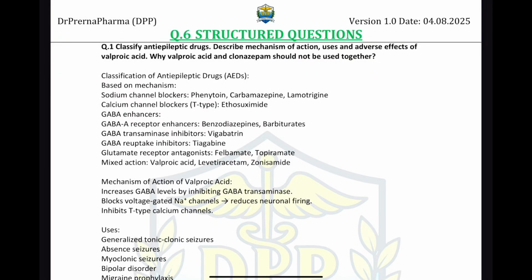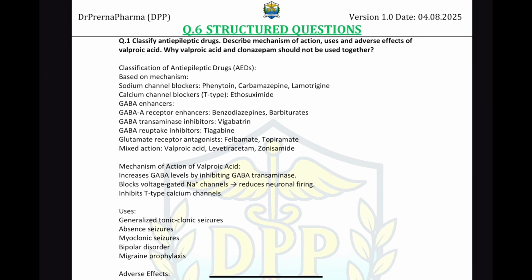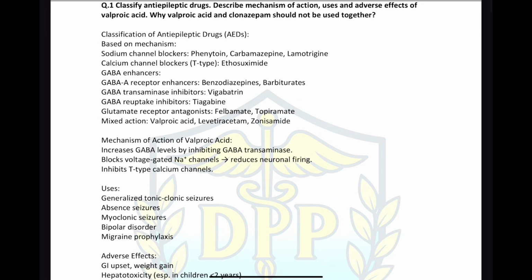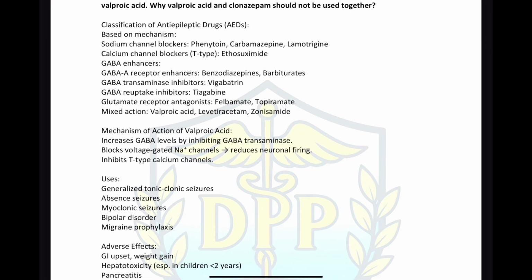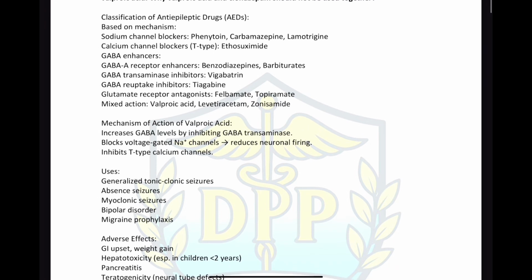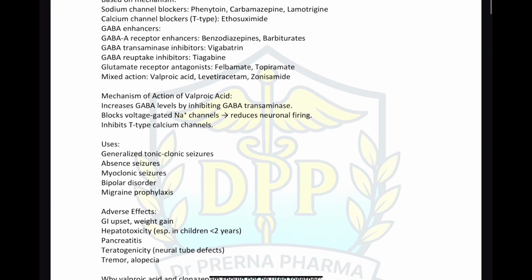So dear students, now there is question number 6, which is actually structured questions again. In this I have combined around 13 questions from past year papers, and I have also given their answers, so you can go through the answers and revise them for your exams. The first question is: classify antiepileptic drugs, describe mechanism of action, uses, adverse effects of valproic acid, and why valproic acid and clonazepam should not be used together.